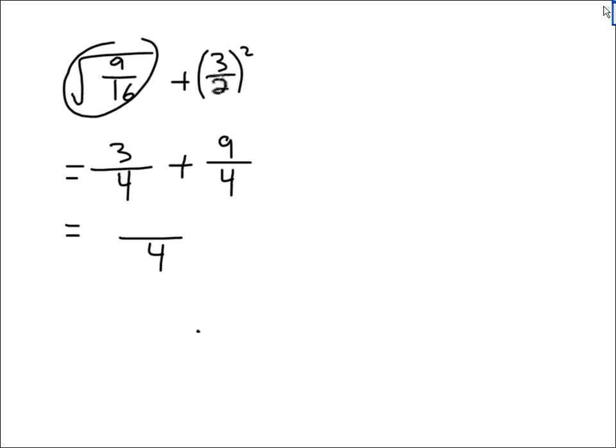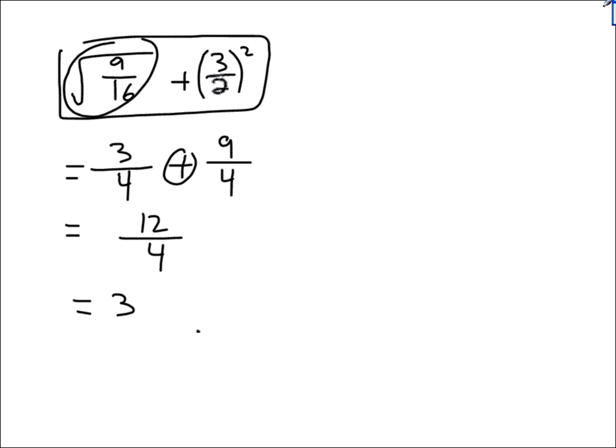The denominators are the same. In addition, you want them to be the same, and they are. Add the numerators: 3 plus 9 is 12. 12 divided by 4 is 3. So now we know what this equals. It equals 3. Now let's see if you understand this.